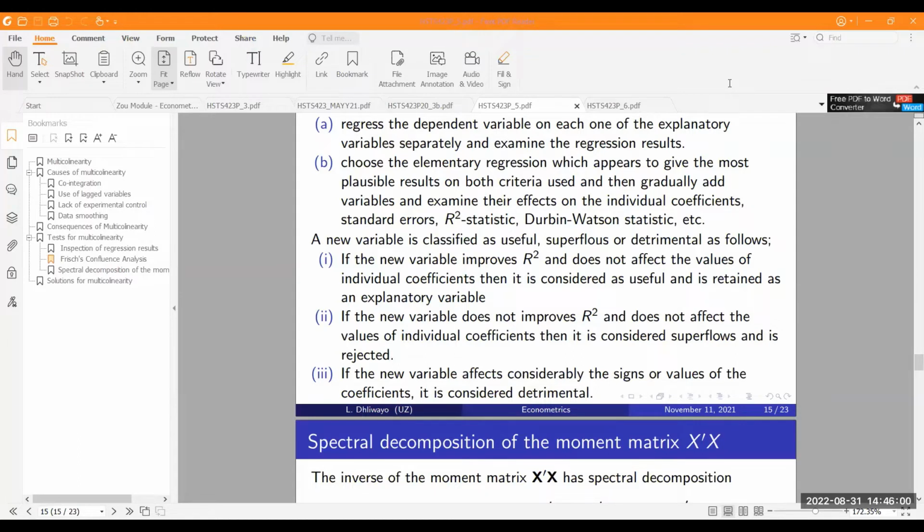All right. So now I gave you the first one, that if the new variable improves R squared and does not affect the values of individual coefficients, beta naught and beta one are not affected. They remain, if they were positive, they remain positive. If they were negative, they remain negative. Only there is an addition of that variable, and the R squared is also improved.